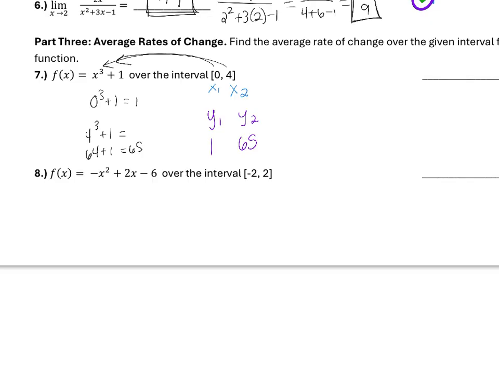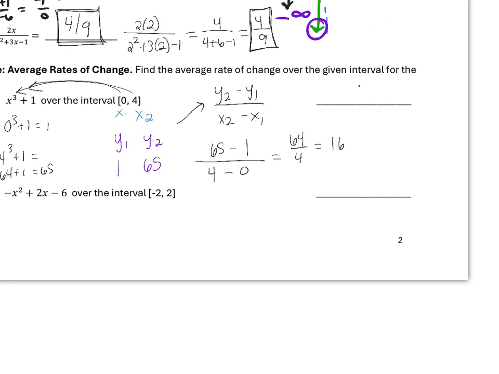Then we will plug this into our slope formula, y2 minus y1 over x2 minus x1. So y2 is 65 minus y1, which is 1, over x2, which is 4, minus 0. So 64 divided by 4, which is 16. So that is my average rate of change over this interval.